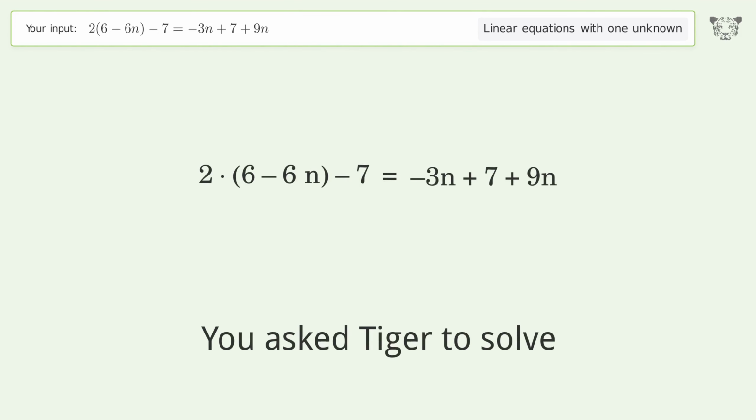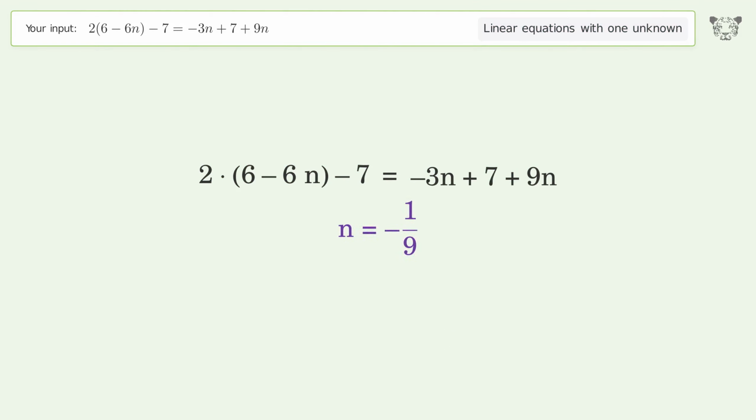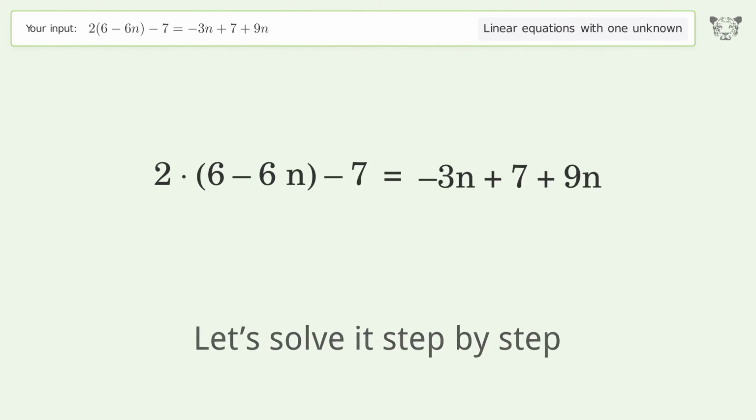You ask Tiger to solve. This deals with linear equations with one unknown. The final result is n equals -1/9. Let's solve it step by step.